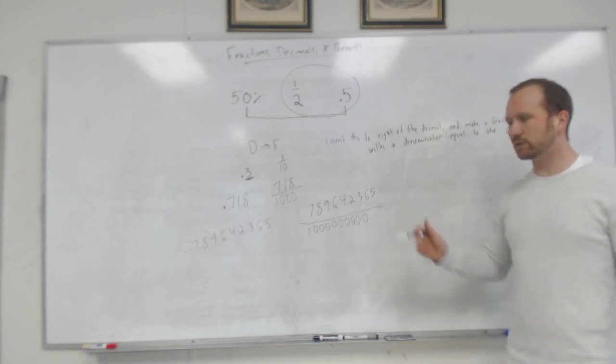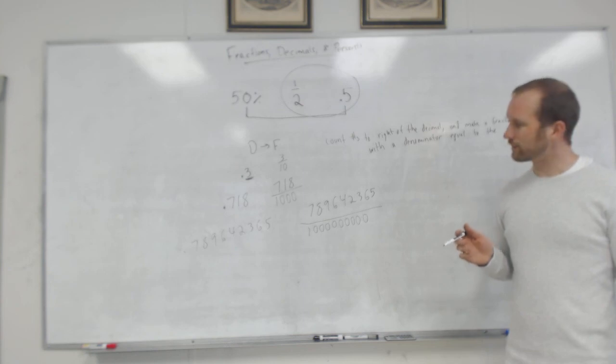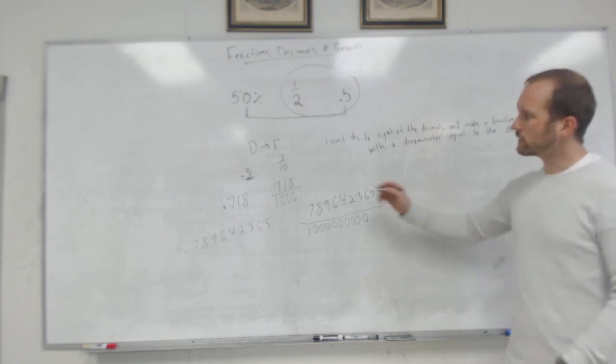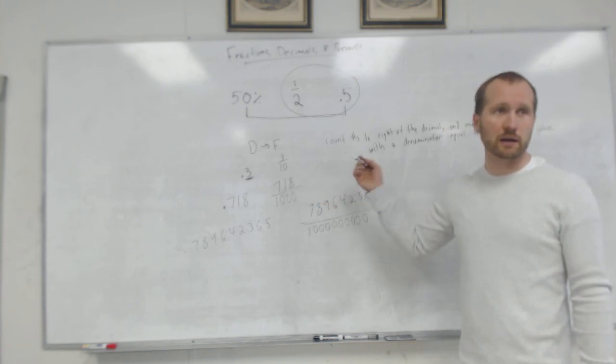Then I would have to try to reduce this. Good luck. Right? But you're always going to try to reduce your fractions. So like in this example, I'm not done because these could both be divided by 2.